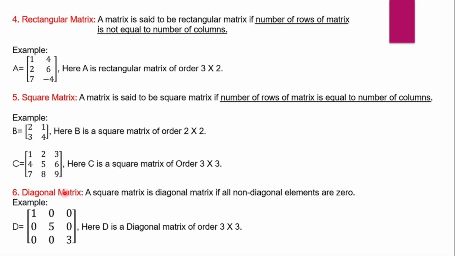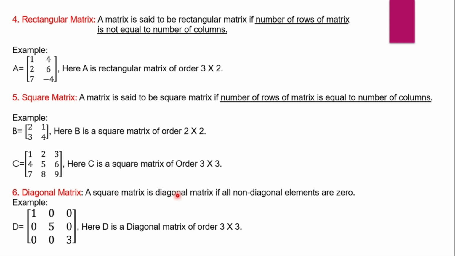Now the next one is the diagonal matrix. What is a diagonal matrix? A square matrix is a diagonal matrix if all non-diagonal elements are 0. So a diagonal matrix should start from a square matrix. Whenever we are trying to say any matrix is diagonal, it always starts from a square matrix. It means the number of rows and number of columns in that particular matrix should be equal.